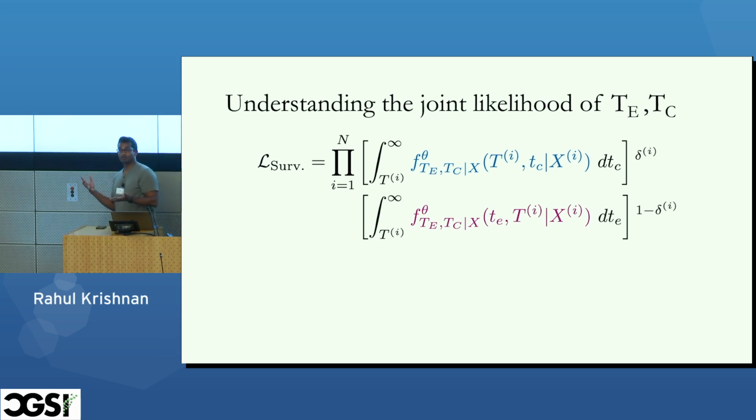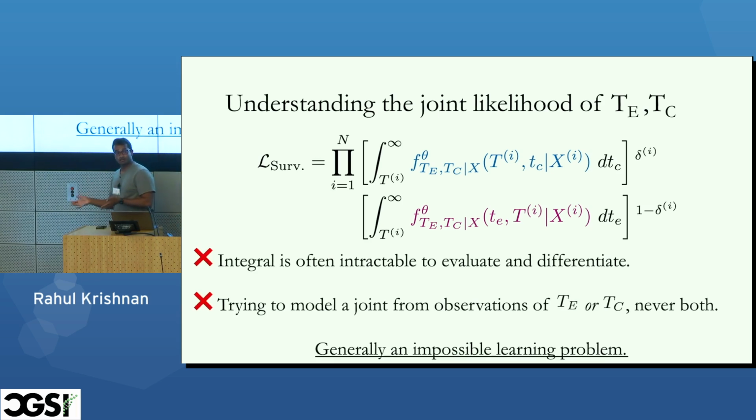So remember, you have patients who observe the event, and you have patients who are censored. And so these two integrals basically cover the two cases of event time as well as censorship time. And the problem that we run into, however, is that these integrals are intractable to evaluate and take derivatives with respect to, which is one of the conditions that we need in order for us to be able to train predictive models in this scenario. So we're trying to model a joint distribution of TC and TE from observations of either one, but never both. And so statistically, this is an impossible learning problem.